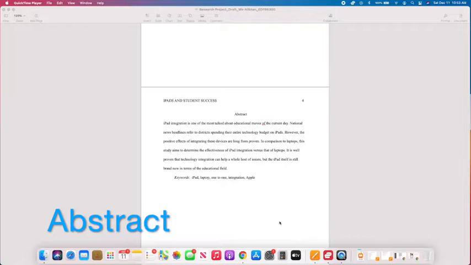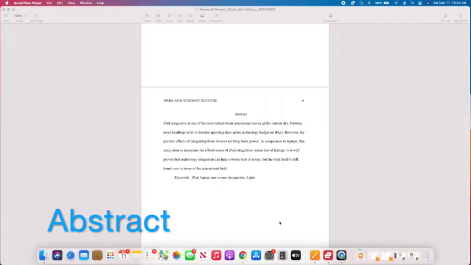iPad integration is one of the most talked about educational moves of the current day. We always hear in the national news headlines about districts spending millions of dollars, if not hundreds of thousands of dollars, towards the technology and the use of iPads in the classrooms. However, my position is that I'm challenging that view in my research paper. Basically, I'm saying that the positive effects of integrating these devices are far from proven.